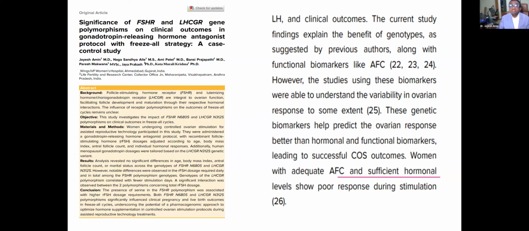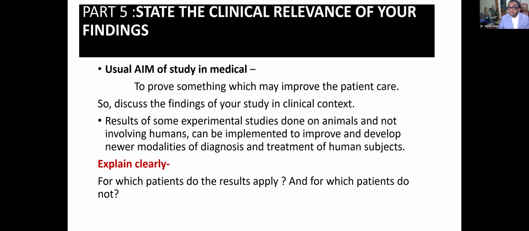There is another option that we also need to mention in the discussion, and that is about the receptor polymorphism you mentioned. Here I mentioned that AFC and AMH are again used as biomarkers to know the response of the ovary to stimulation. So you need to find out what alternatives to your publication we can use, which I already mentioned in my study. Now we have the clinical relevance of your findings.